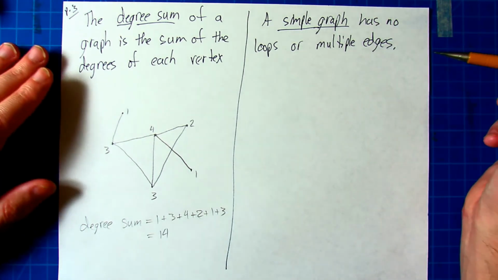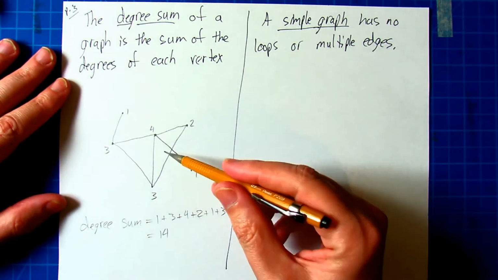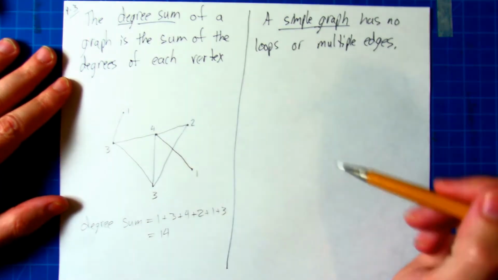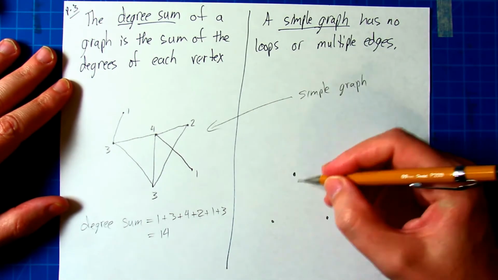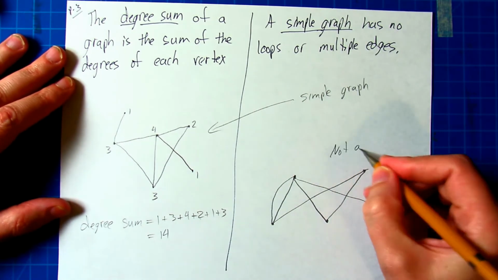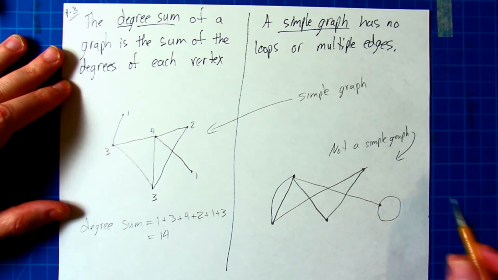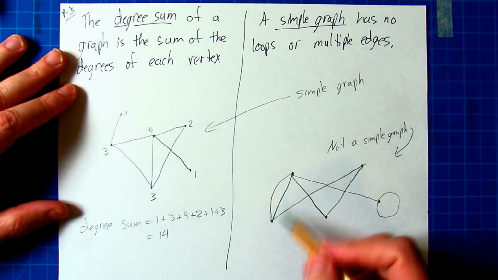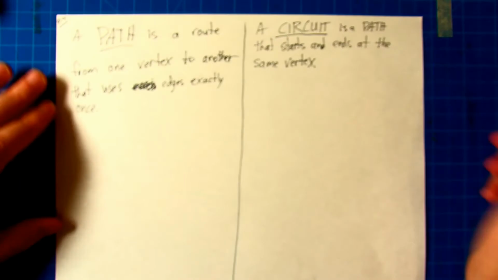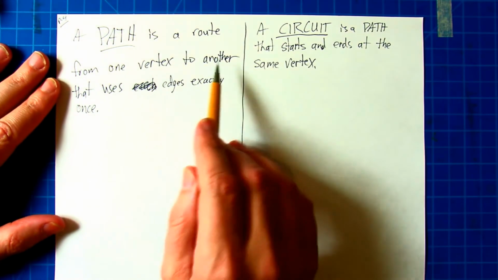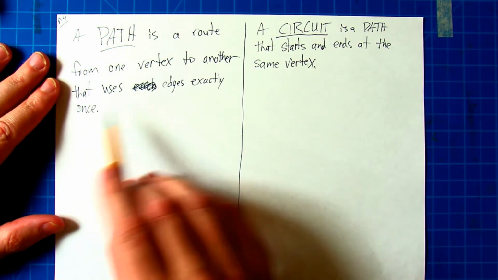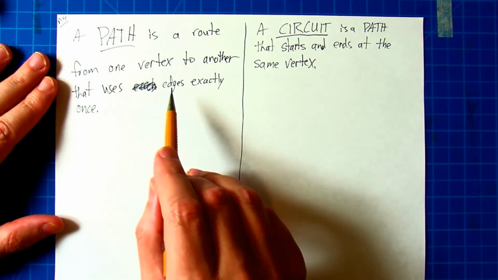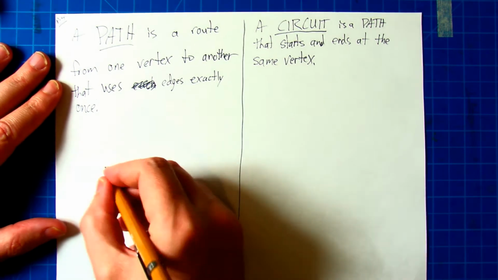A simple graph has no loops or multiple edges, so this is a simple graph. There are no multiple edges or loops. This is not a simple graph, though, because it has a loop down here, and there are multiple edges that connect these 2 vertices. A path is a route from one vertex to another that uses edges exactly once. It doesn't have to use every edge, but it can't use any edge more than once.